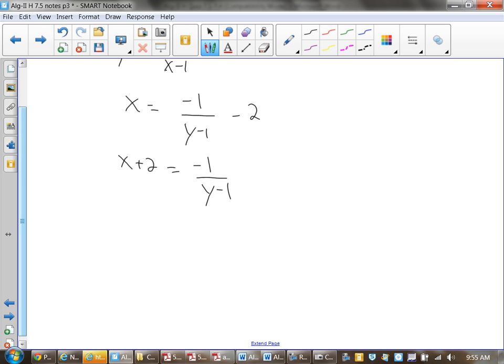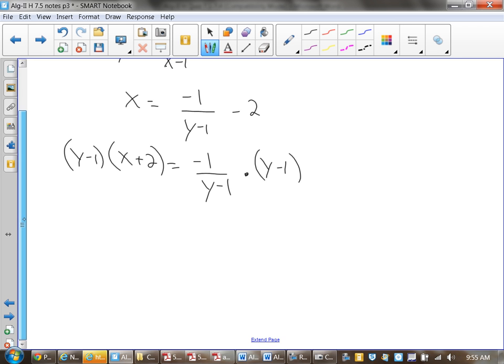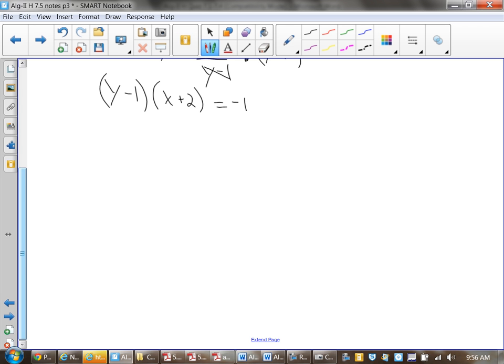Wait, that should be positive. Yeah, on top should be positive. Oh, sure. Do you multiply by y minus 1? Yeah. So now this side has dropped out. Do we agree? From here, I have y minus 1 times x plus 2 equals negative 1. Do you agree? I'm not foiling, I'm not doing anything. I'm moving the screen up so we can see.